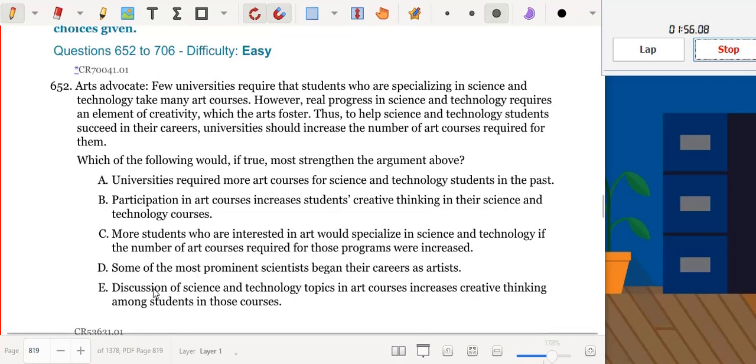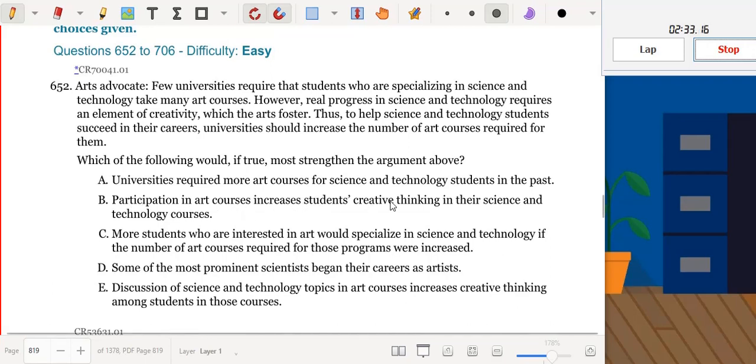Discussion. See, option E shouldn't be the answer, because science and technology topics in art courses increasing creative thinking among the students in those courses means we are not interested in the art students. Some of the most prominent scientists began their careers as artists. So this is conducive, but maybe not a correct answer. Most students who are interested in art would specialize in science and technology if the... no, this is not my aim.